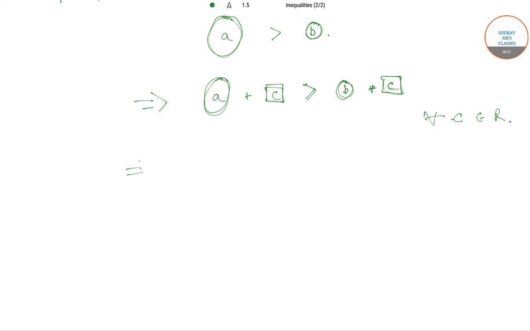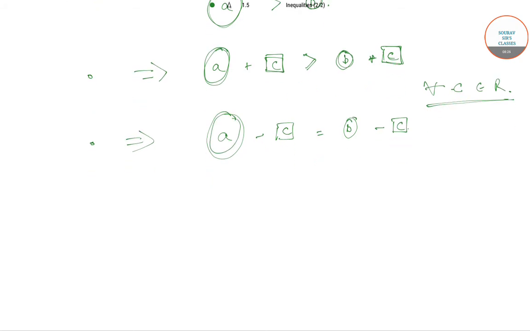Also, it would imply that A minus C is greater than B minus C, where again C is any real number. So basically if A is greater than B, then A plus C is greater than B plus C, where C is any real number. Similarly, A minus C is greater than B minus C, where again C is any real number.